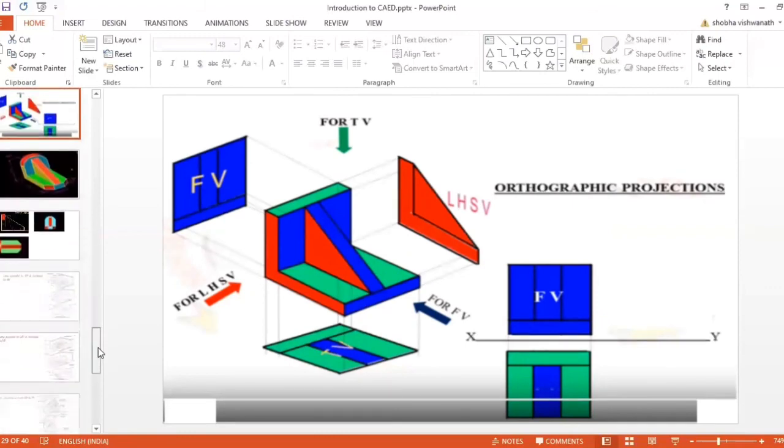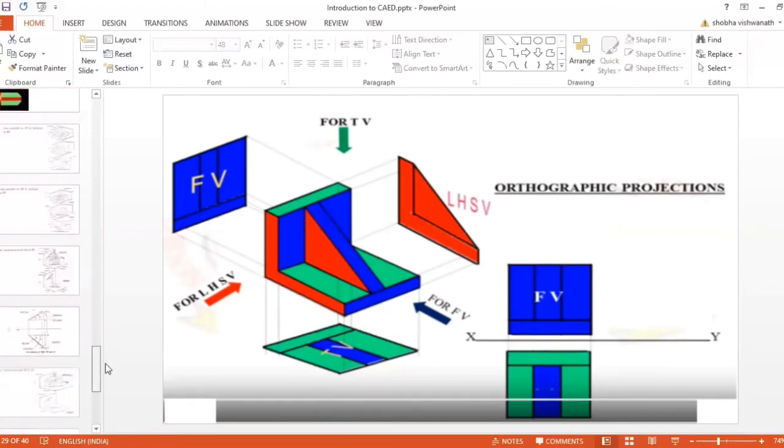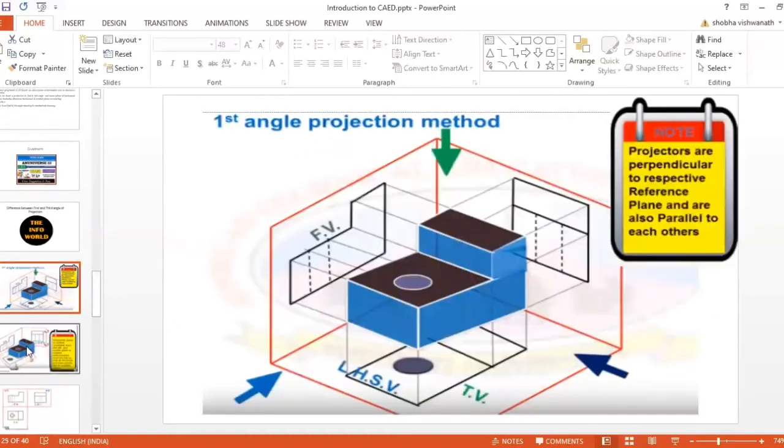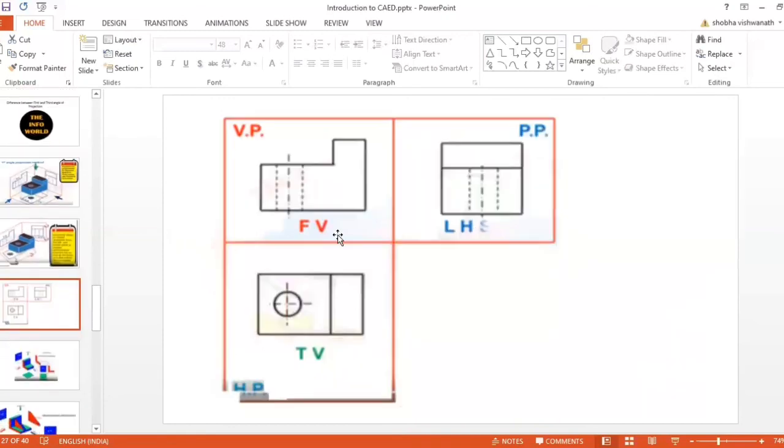Now you're going to draw the front view and top view by using orthographic projections. This is the meaning of what you can see: the first angle projection system you're going to follow for most of the drawings, and you're going to represent the drawing like this.